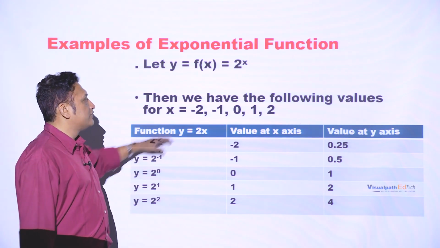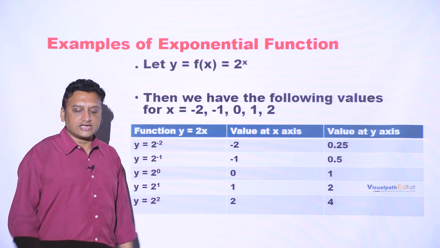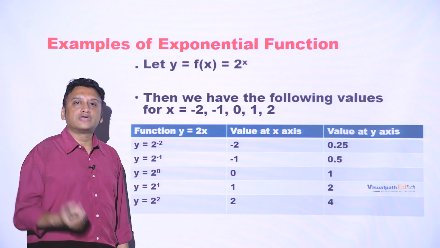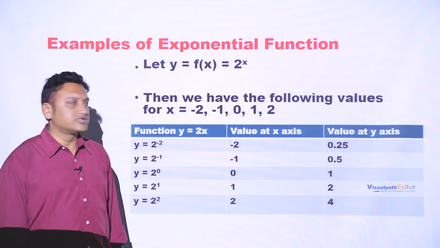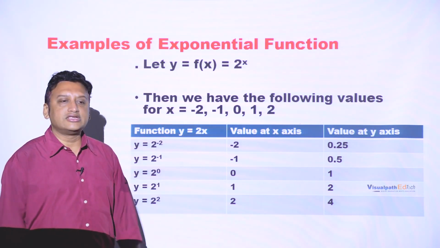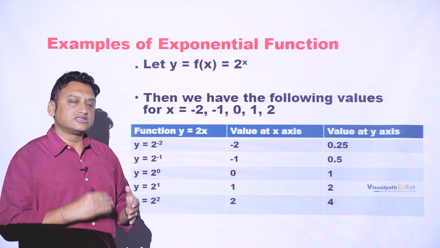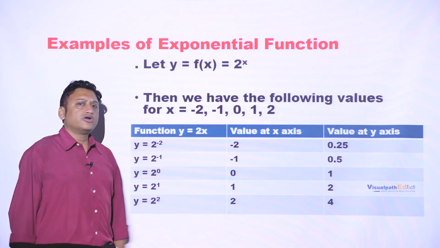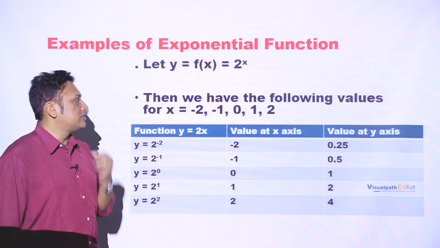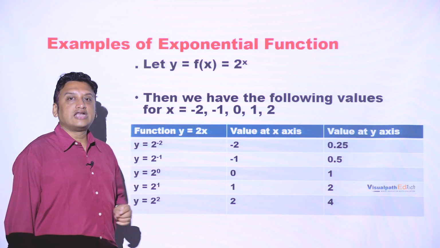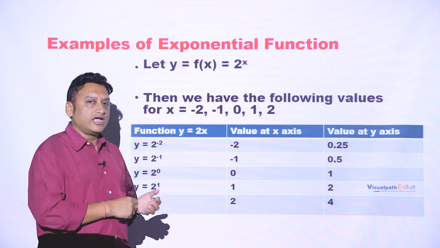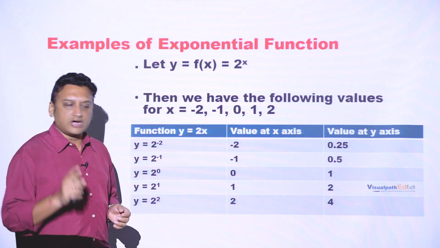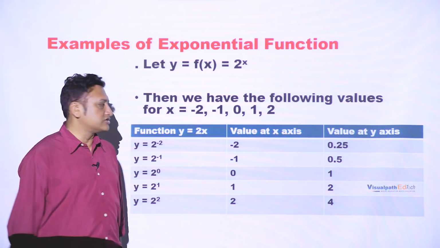If the base is greater than 1, you are going to get exponential growth curves. If the base is less than 1 but greater than 0, you are going to get an exponential decay curve. We also made a point, just to keep in mind, that the base can never take the value 1. Why? Because if the base takes the value 1, it is going to be a constant function.